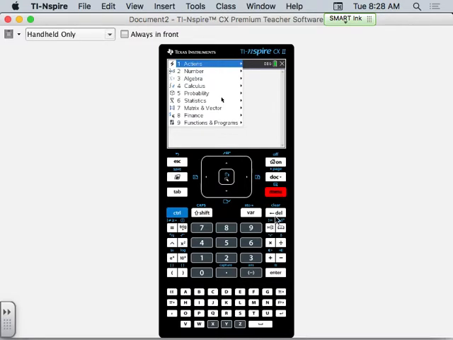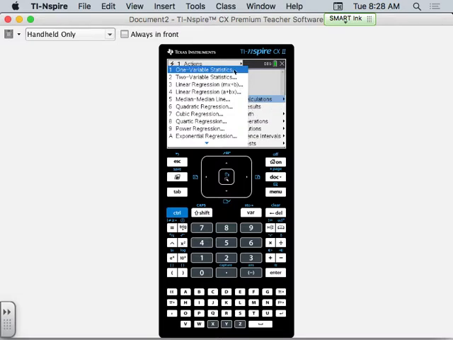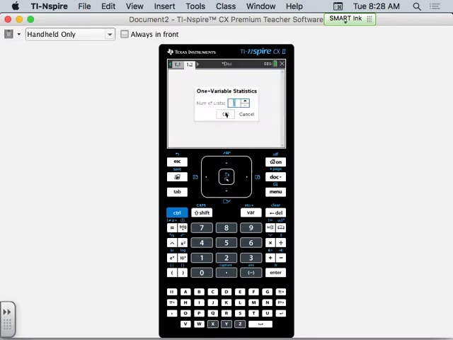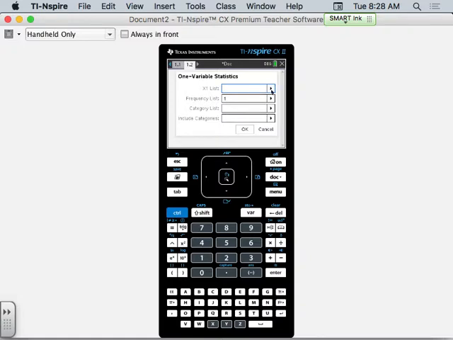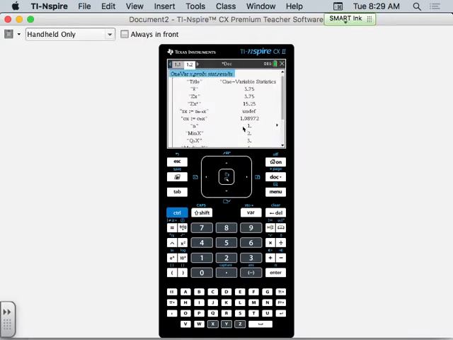Alright. So then you create a new page, you add a calculator, then you've got menu, statistics, calculation, one variable, click OK, and then on the X list you have X, and then on the frequency list, on yours, you have to scroll all the way down and click whatever you named the probabilities list. So then it should look like X and probability. Click OK.